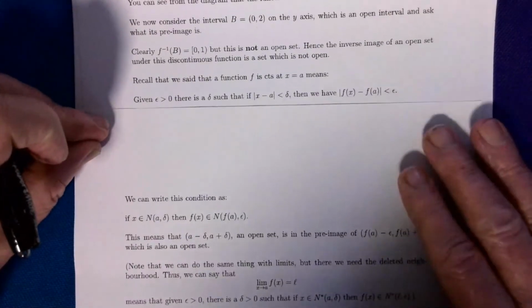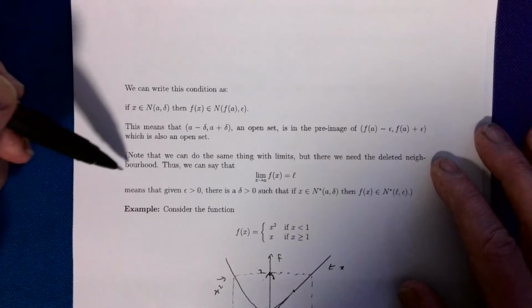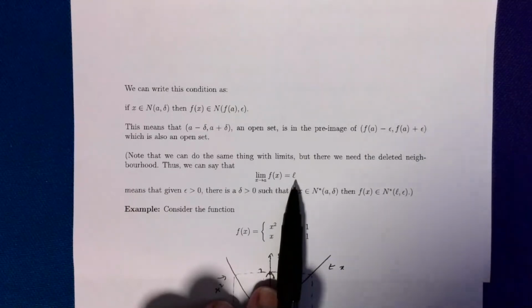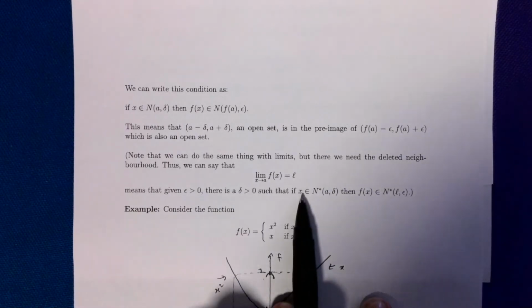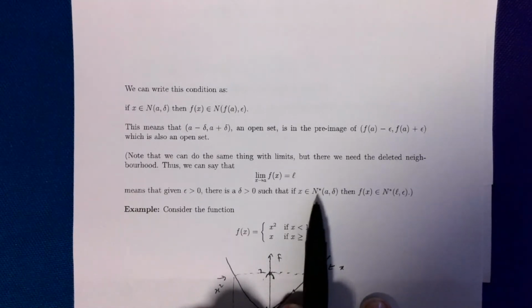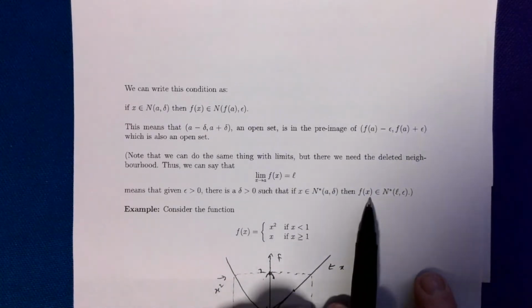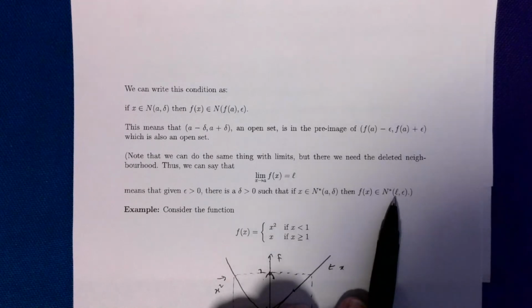Now we can do exactly the same thing with limits, but this time we need to work with a deleted neighbourhood. That is, we can say that the limit as x goes to a of f(x) is L, and that meant that given some epsilon bigger than naught, there is a delta, so that if x belongs to the deleted neighbourhood, because x is not allowed to be a, so we're not allowed to include a in this, the deleted neighbourhood that I defined in the previous lecture, then f(x) belongs to the deleted neighbourhood of L of epsilon, because L is the limit. We don't actually get to L, we get as close as we like. So we have to delete that one from the definition as well.